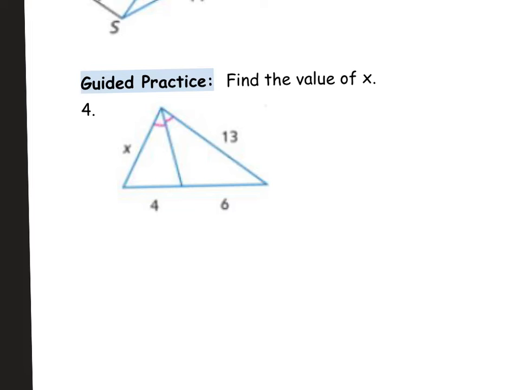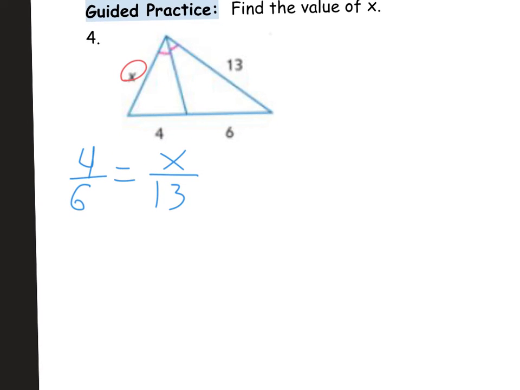Well, we want to find the value of x. We have our angle bisector set up, which means we're going to have proportionality between this segment and that segment in the same ratio as this segment to that segment. So let's see, we don't have any letters here. We can put them if we wanted to, but as far as the work goes, we've got our 4 to 6 must have the same ratio as x to 13.